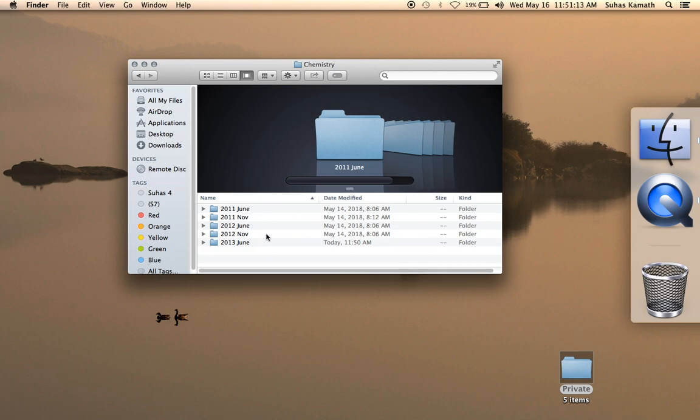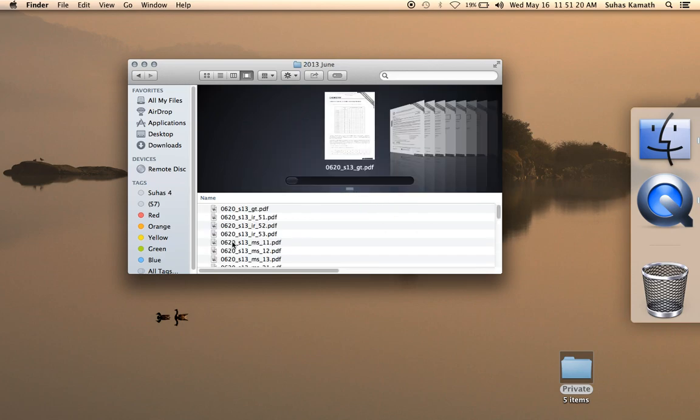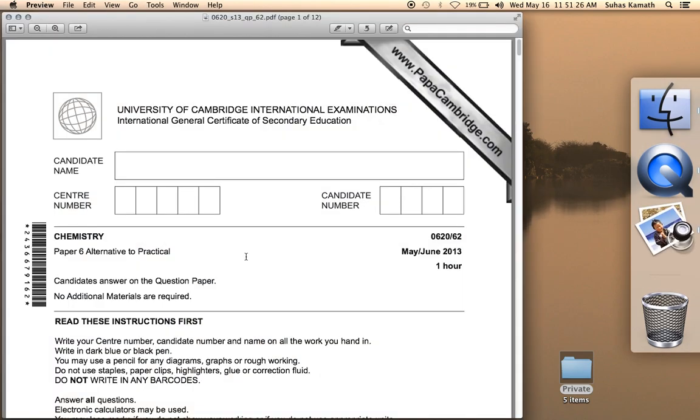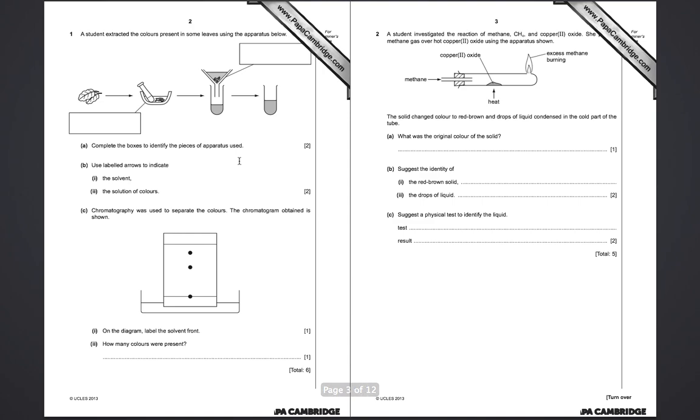2012, no, 2013 June, sorry. And we're gonna do paper 6 to 2. So let's increase this. And there's nothing interesting here. Let's go to the next page.